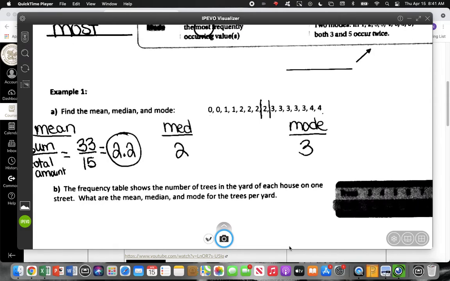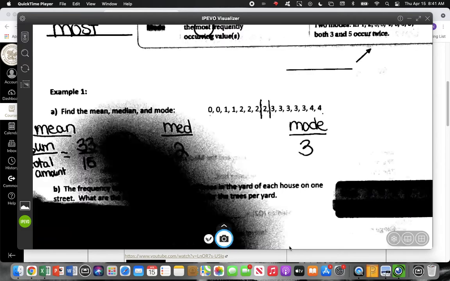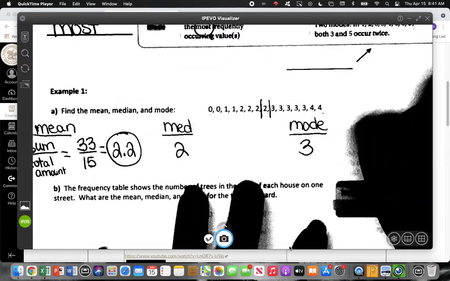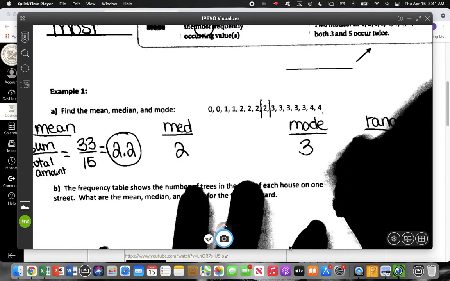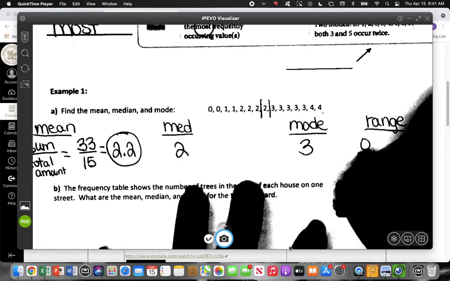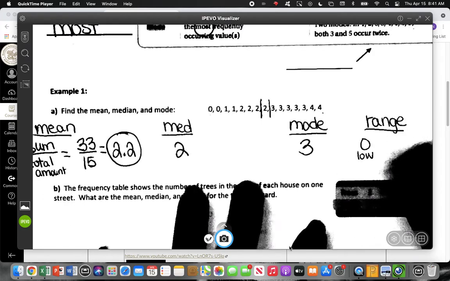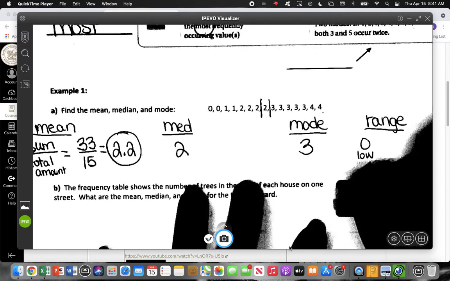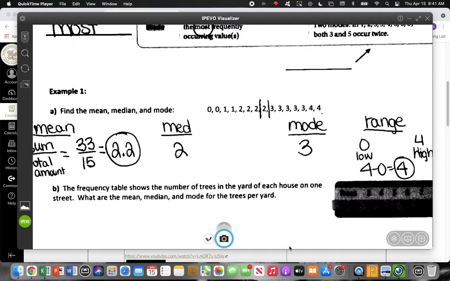Isn't there one called the range? There is one called the range, but we're not going to talk about the range right at this moment. For the range, we would actually just take the biggest number minus the smallest number. The lowest number is 0, and 4 is the highest number. So 4 minus 0 is 4. We will eventually get to the range. We do a lot of range with box plots.